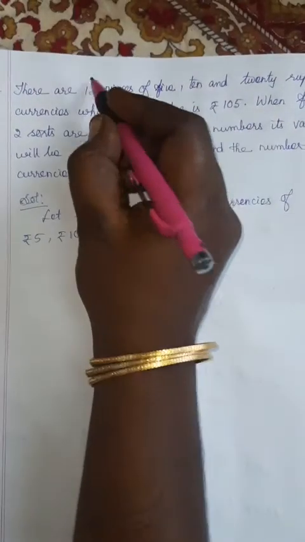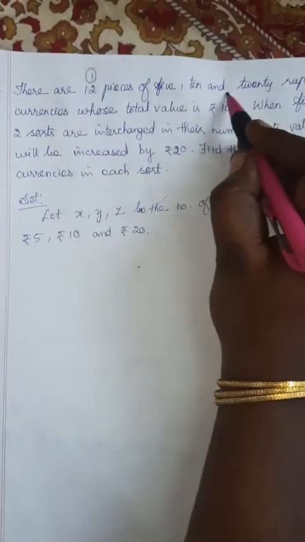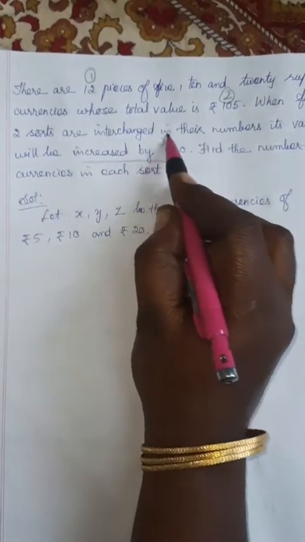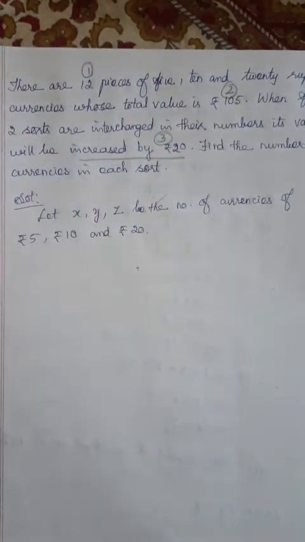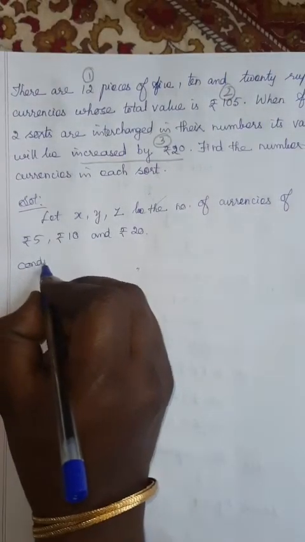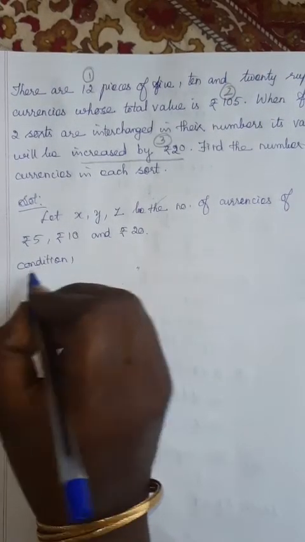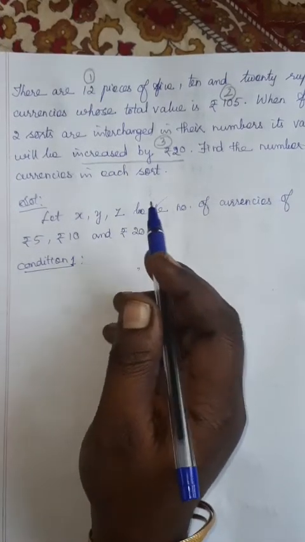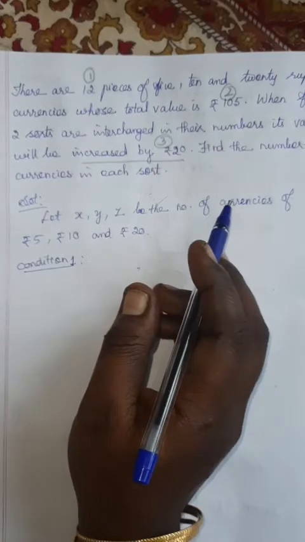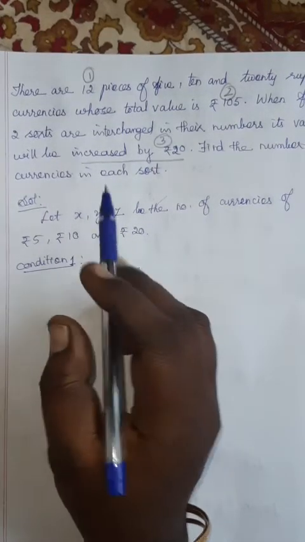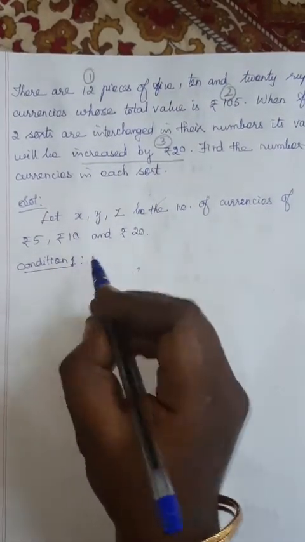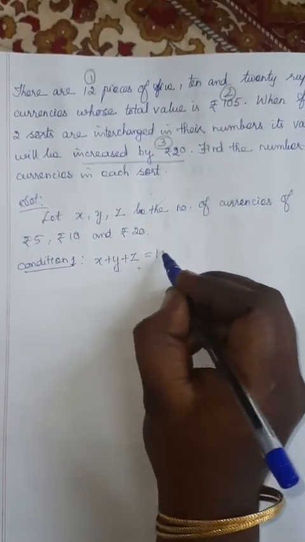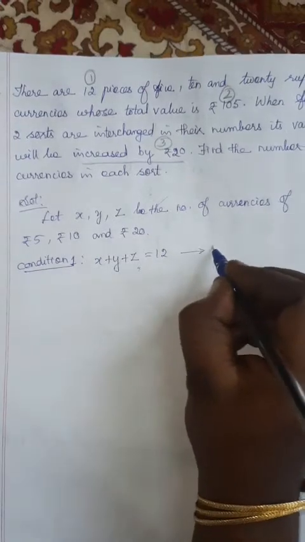What are the conditions? 12 pieces is condition 1. 105 is condition 2. Increased by 20 is condition 3. Now, how to write condition 1? There are 12 pieces of 5 rupee coin, 10 rupee coin and 20 rupee coin. So our total number of currencies, that means x plus y plus z equal to 12. It is the meaning of condition 1.